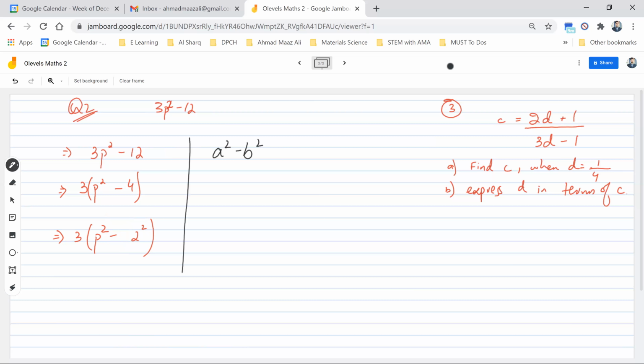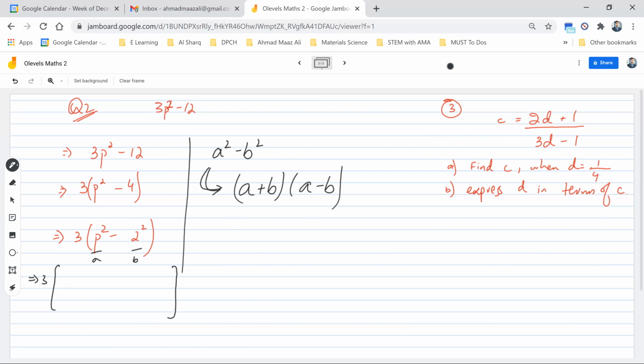What is the expansion of this? A squared minus b squared is a plus b into a minus b. Let's just keep 3 at the side. And p is a, 2 is b. So what should I do?